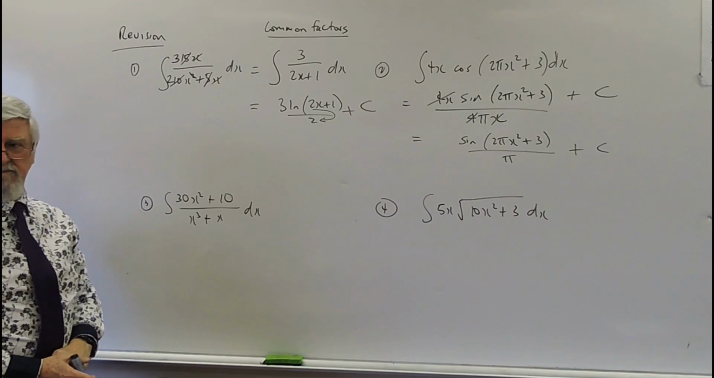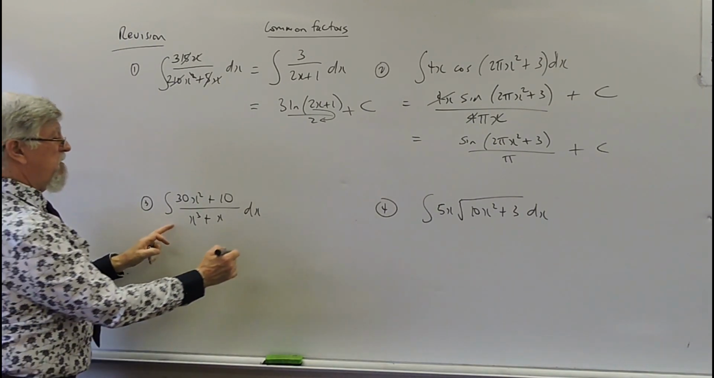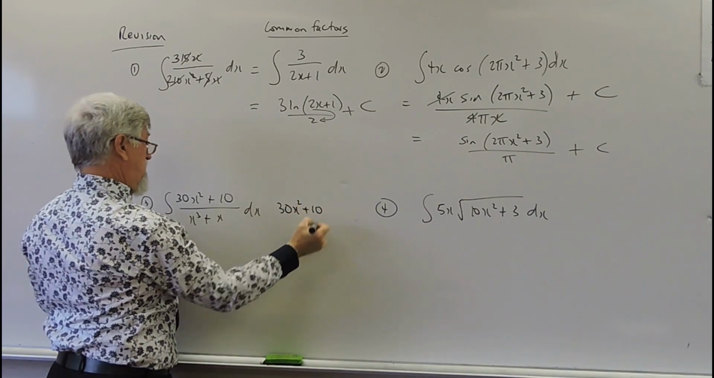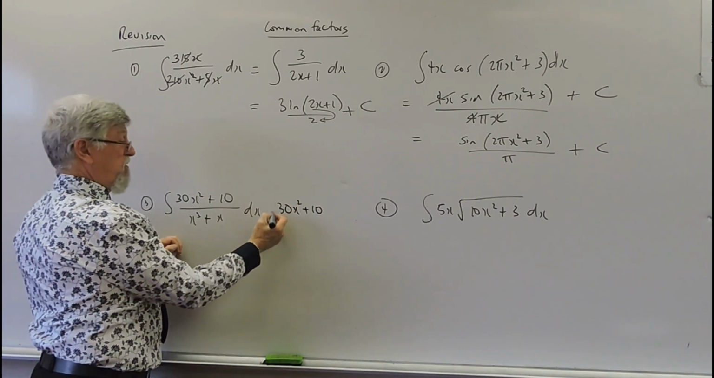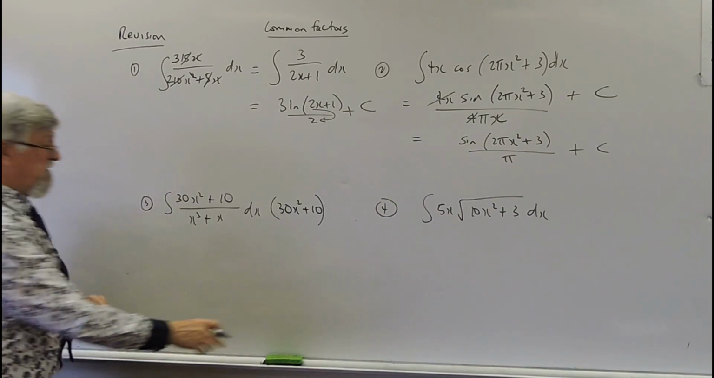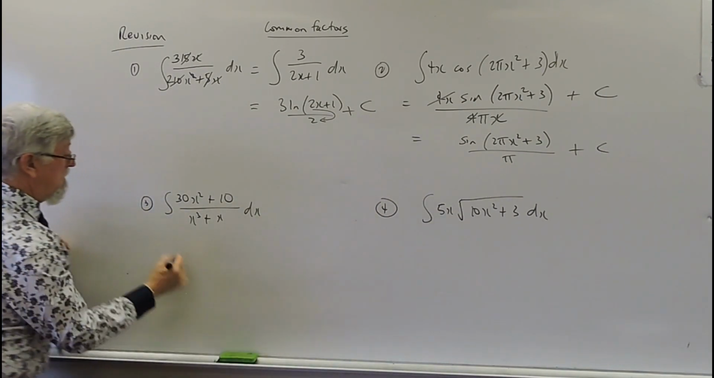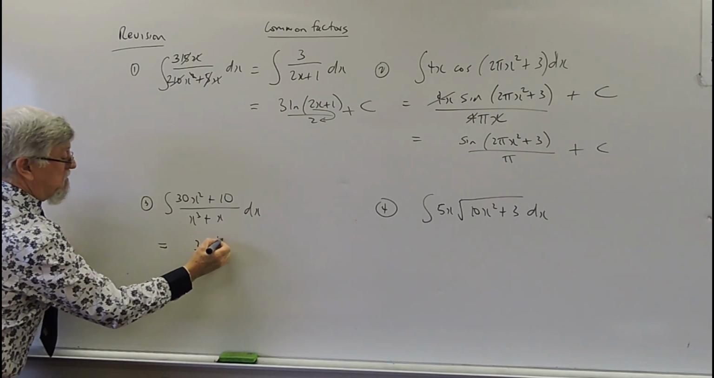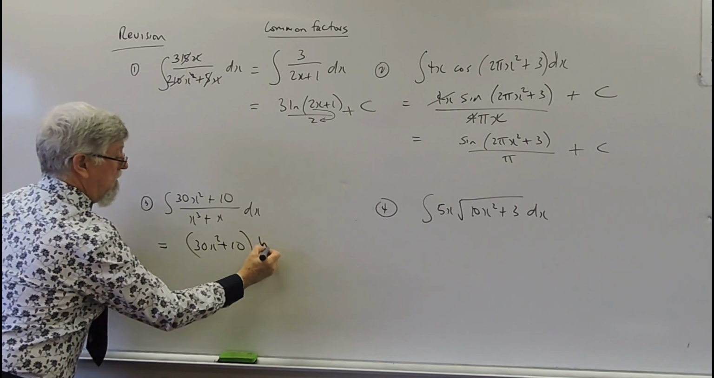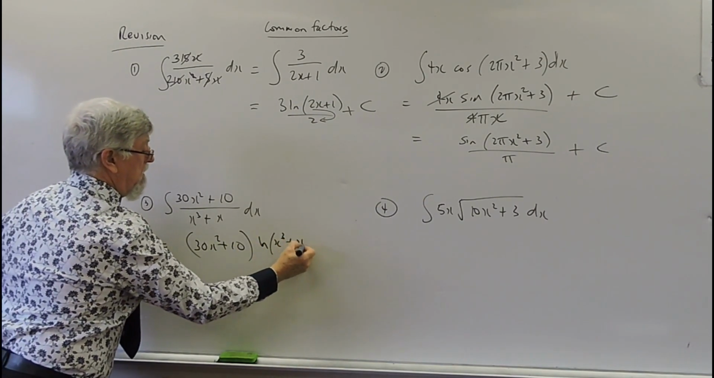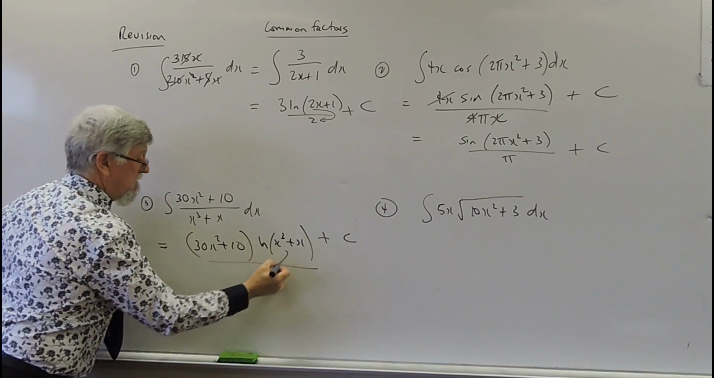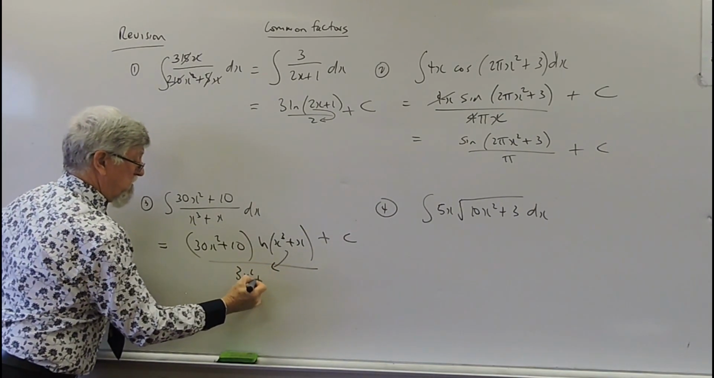So James, the non-thinking approach for this: I just go 30x squared plus 10. Put a bracket around it, what do I write next? You do ln of 30x squared plus 10, the non-thinking approach, and then ln of x cubed plus x, and then divide by 3x squared plus 1. Don't forget the plus c. Divide by the derivative of the inside, 3x squared plus 1.